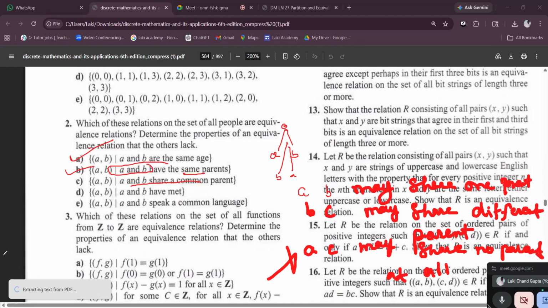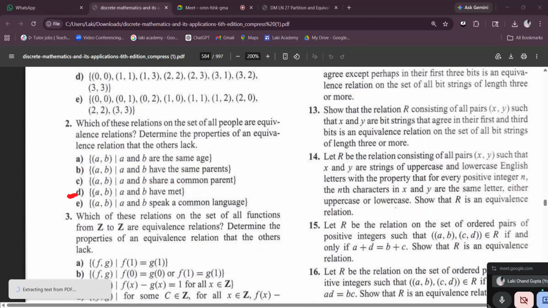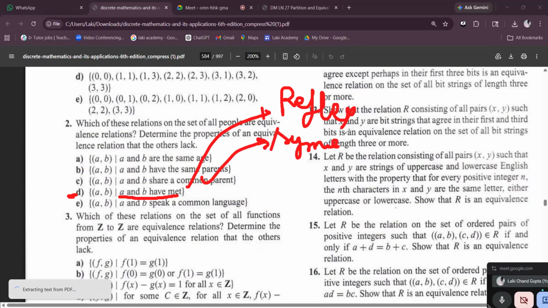What about D? A and B have met. It can be reflexive. Suppose you and your father met. Your father and your friend met. But it is not necessary that you and your friend met.